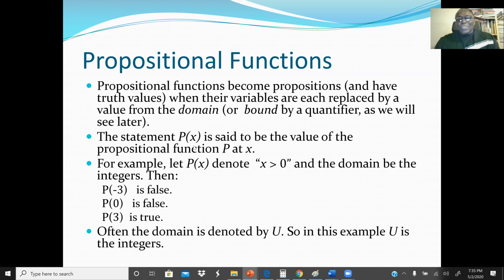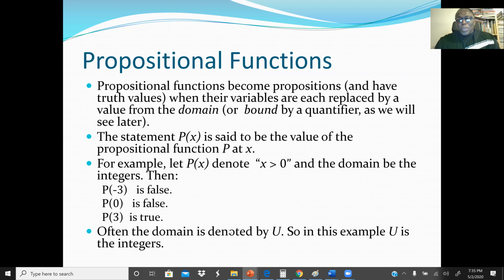The statement P(x) is said to be the value of the propositional function P at x. For example, let P(x) denote x is greater than 0, and the domain be the integers. So this is an example. If the condition here is x is greater than 0, then P(-3) is false, because -3 is less than 0. P(0) also is false, because the condition is x is greater than 0, not equal to 0. Then P(3) is true. Why? Because 3 is greater than 0.